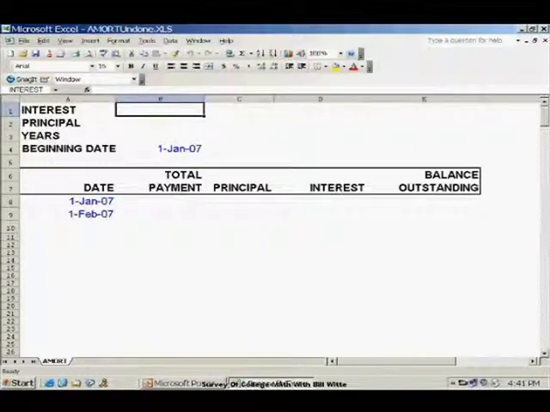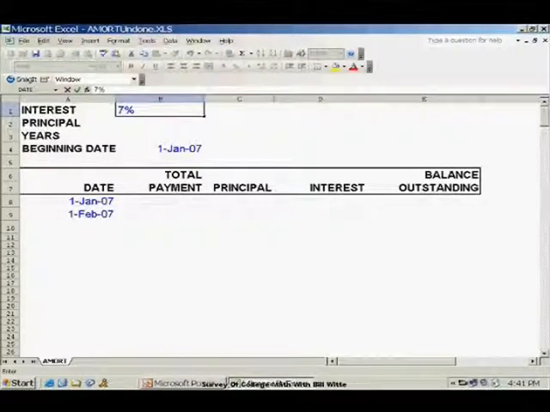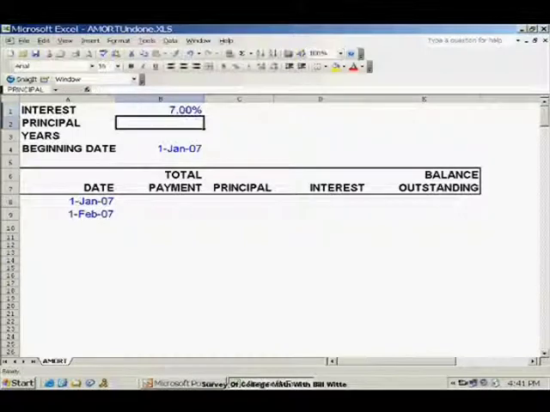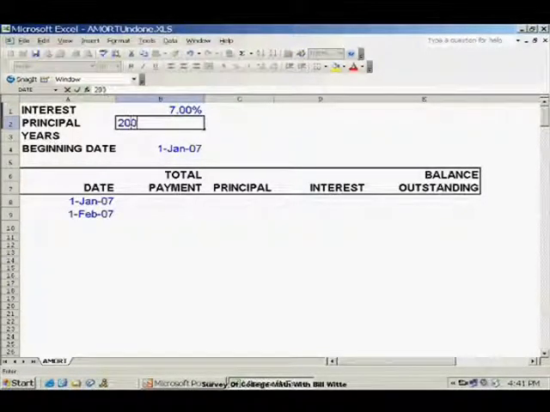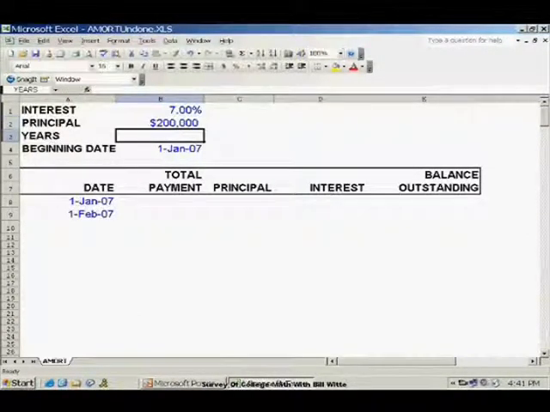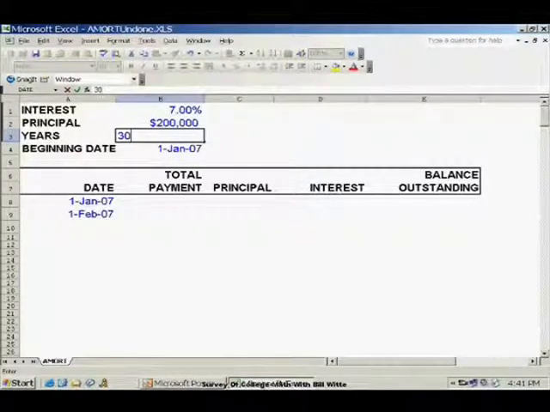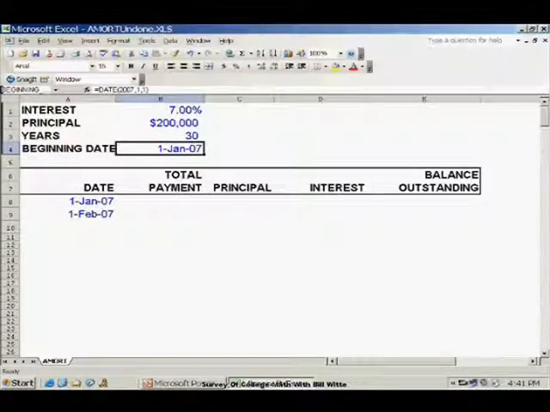We're going to say, just so we have a number, that we're going to get that loan at 7%. So I'll type that in and hit enter. We're going to borrow $200,000. Hopefully we can get a real nice townhouse for that at least. Okay, and I'm going to have this annuity run over 30 years because that's typically what a home loan goes. It could go for less, 15, 20, sometimes more, but generally they go for 30 years. And we're going to begin this loan on January 1st, 2007.